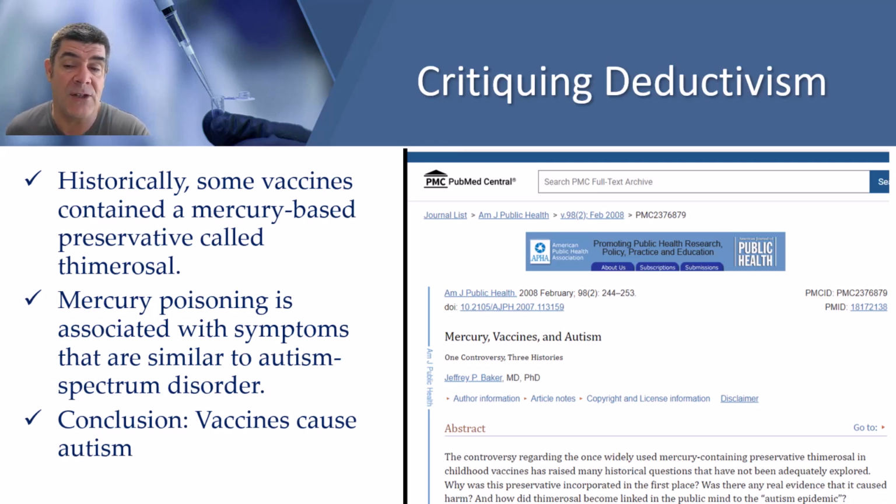One example that illustrates this is the link between autism and vaccination, and I've provided just a little screenshot there, and there's a link in the notes. Historically, some vaccines contained a mercury-based preservative called thimerosal. Mercury poisoning is associated with symptoms that are similar to autism spectrum disorder. What do we conclude? Vaccines cause autism.